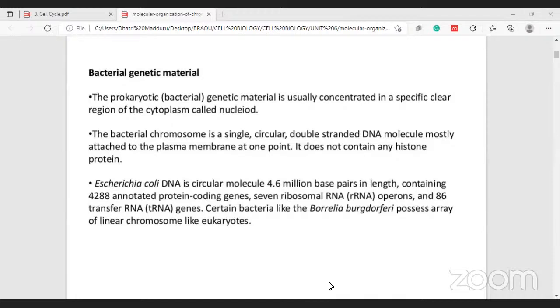And other bacteria like Borrelia burgdorferi have a linear chromosome like eukaryotes. So you can see both of them are bacteria, but one has circular DNA and the other has a linear chromosome. That means the genetic material varies from organism to organism.